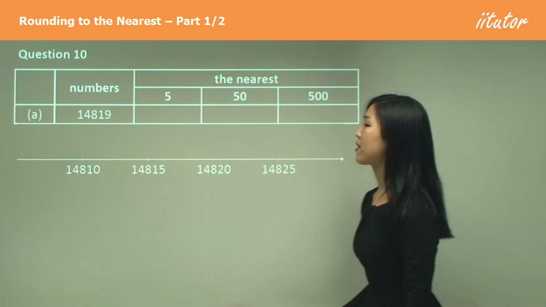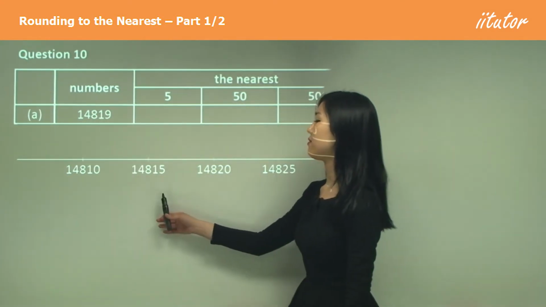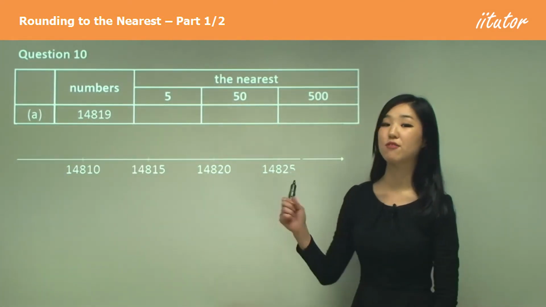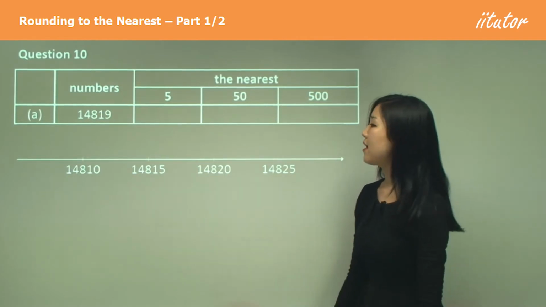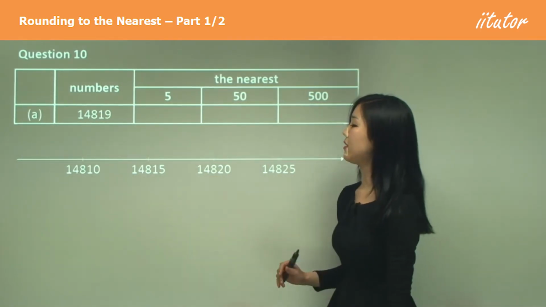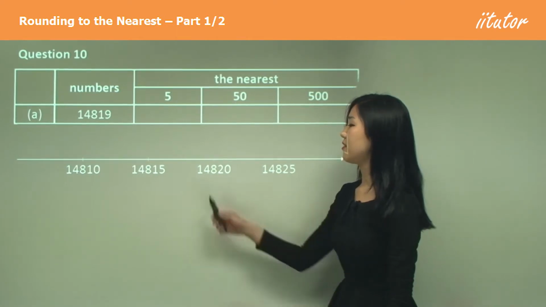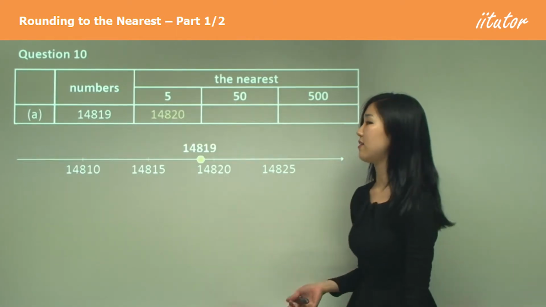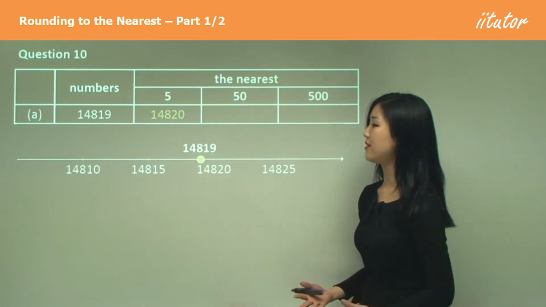With the nearest 5, we're going to go 810, 815, 820, 825, just going up by 5s. And you can see 819 is between 815 and 820. And you can see 819 is a little bit closer to 20, so the answer is simply 14,820.